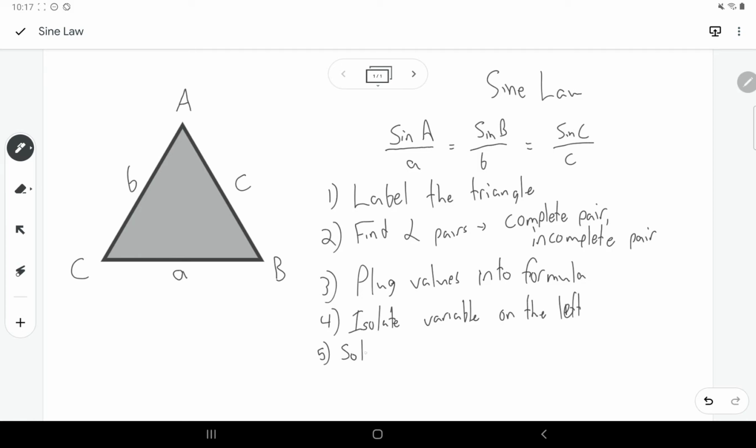Then we solve the right hand side. Use inverse sine, sine to the minus 1, to find the answer, or find your solution. And then number 6 is just an extra step just because we need something to round this to. For my purposes, I'm going to round to the nearest degree.